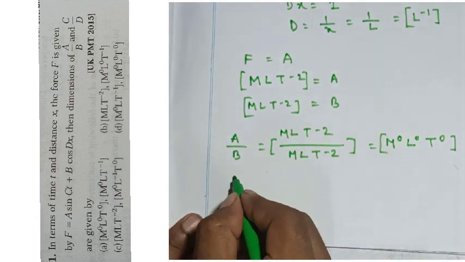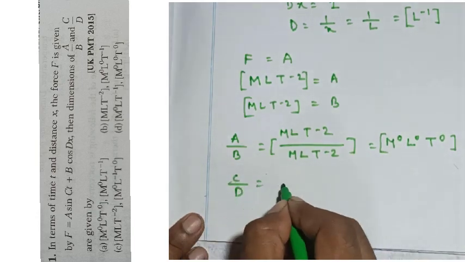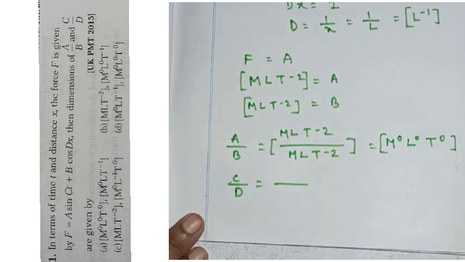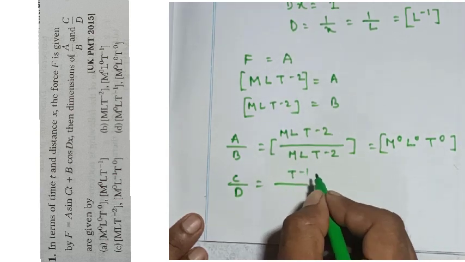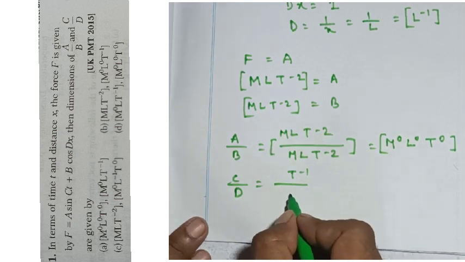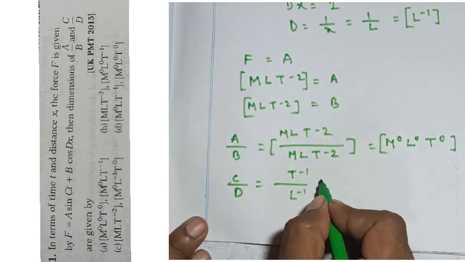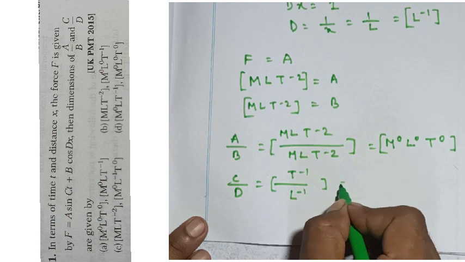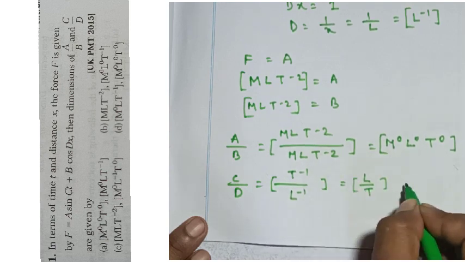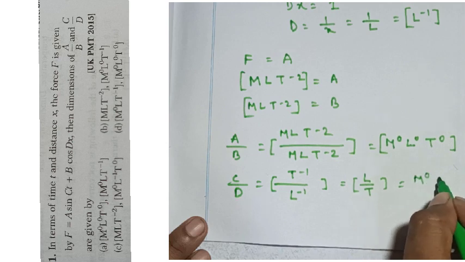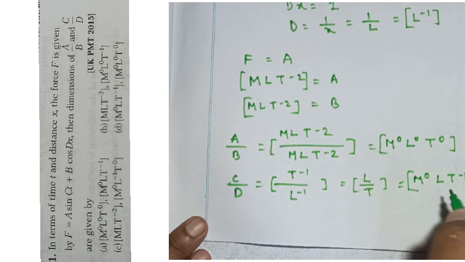And another thing is that C by D, that means we put the value of C and the value of D. Here T to the power minus 1 is the dimension of C, and L to the power minus 1 is the dimension of D. And here we get L by T, that means M to the power 0, L to the power 1 and T to the power minus 1. This is the dimension of C by D.